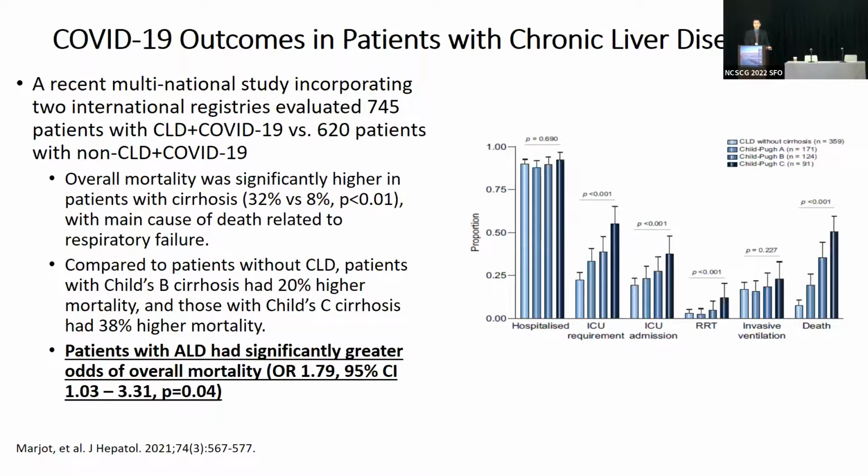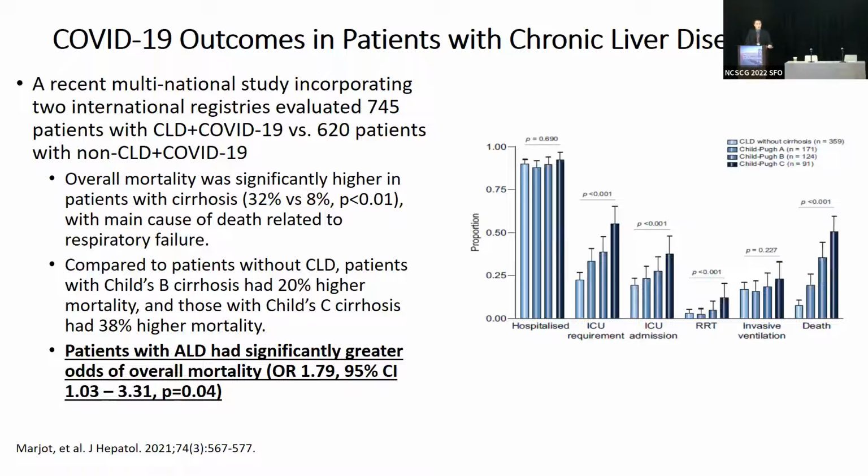And then finally, in the era of COVID, sure, alcohol is contributing to exacerbation, but how does alcohol itself also relate to COVID outcomes? So this is a different way of looking at it. It was a very nice study published in the Journal of Hepatology, a multinational study with 2 international COVID-19 registries looking at patients with COVID with or without liver disease. So they had patients with COVID plus CLD versus people with COVID-19 without chronic liver disease.